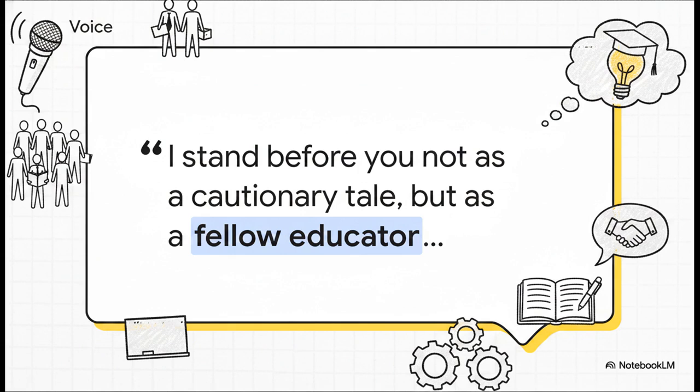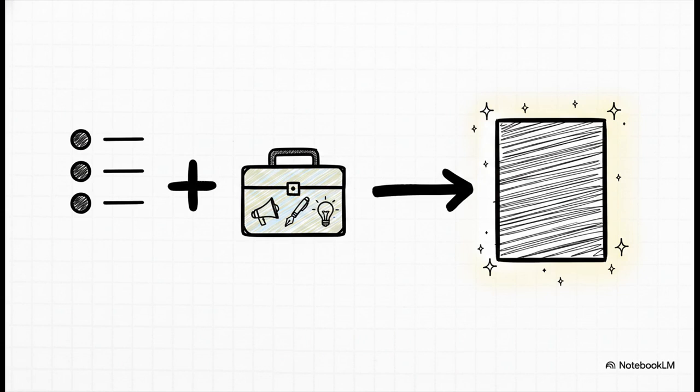She says, "Ladies and gentlemen, educators, and esteemed colleagues," directly speaking to who is in the room. Then, by calling herself a fellow educator, she instantly builds a bridge. She's saying, "I'm not some outsider telling you what to do. I'm one of you." Okay, so she's got their attention.